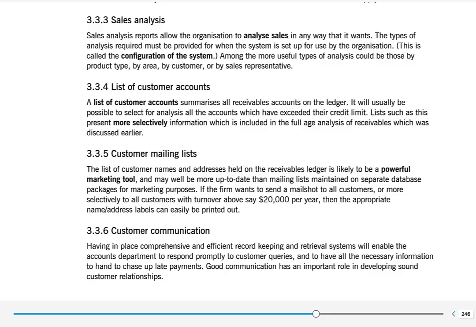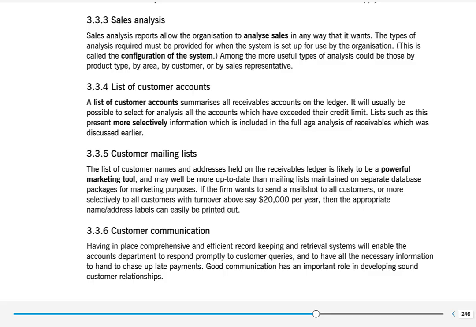What a list of customer accounts is. A list of customer accounts is a printed or on-screen list of the credit customers in the receivables ledger, usually showing key summary information such as customer name and customer reference, current balance owed, sometimes the credit limit, sometimes whether the customer is overdue, sometimes the age status, for example, whether they have debts over 30 days, over 60 days, or over 90 days. The age analysis is detailed and can be long. The list of customer accounts is often shorter, faster, and can be filtered to show only what you need.